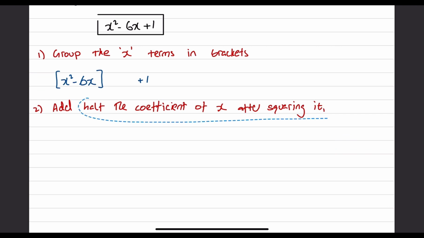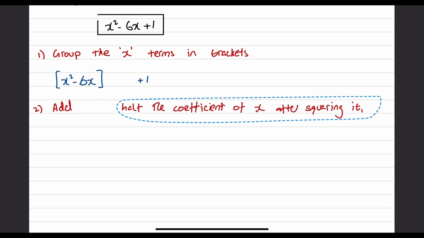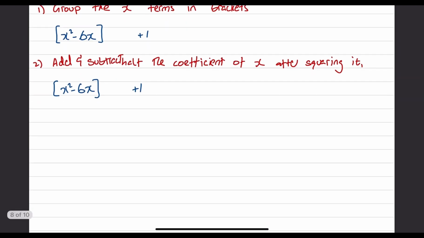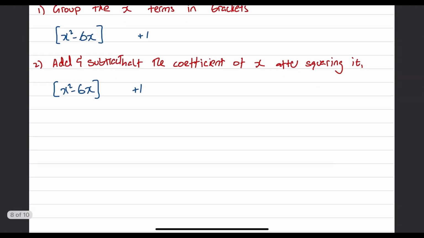Add and also subtract. Now what I mean by this is we have x squared minus 6x, and the constant we keep outside of the bracket, right? Now what we need to do is add and also subtract half the coefficient of x after squaring it. So half the coefficient of x is 3.